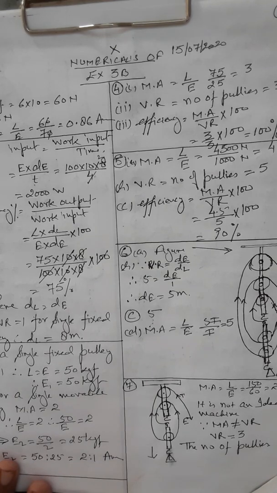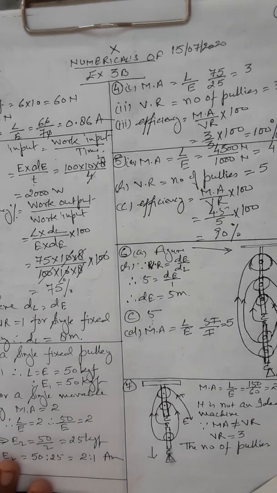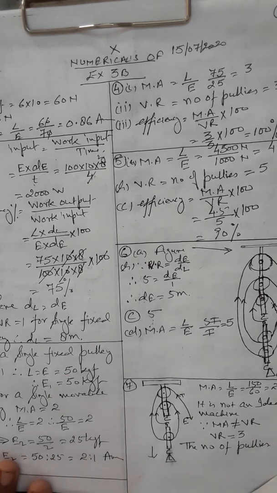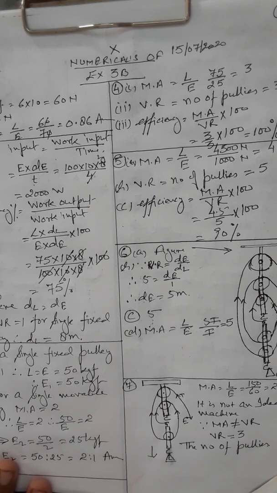Second question, a fixed pulley is driven by a 100 kg mass falling at a rate of 8 meter in 4 seconds, to lift a load of 75 kg. Calculate the power input to the pulley, taking the force of gravity 1 kg is equal to 10 Newton. Part A. Power input is equal to work input upon time. Effort into effort arm, that is 100 into 10 into 8, upon time 4 seconds. On solving we get 2000 watt. This is the power input.